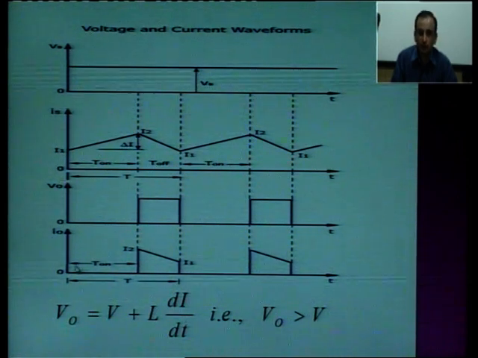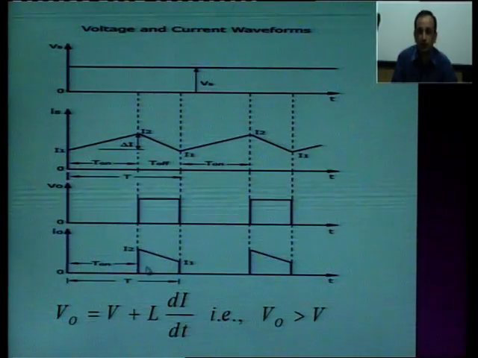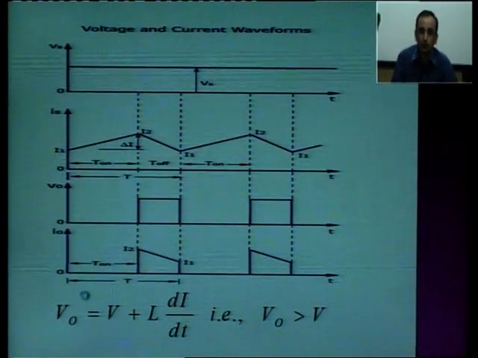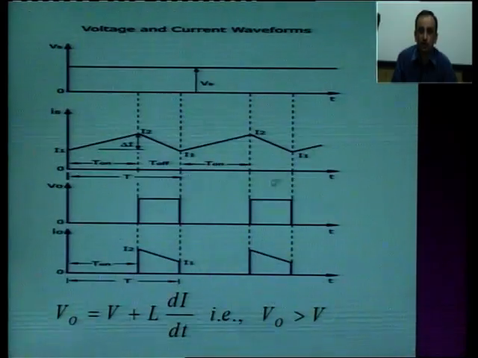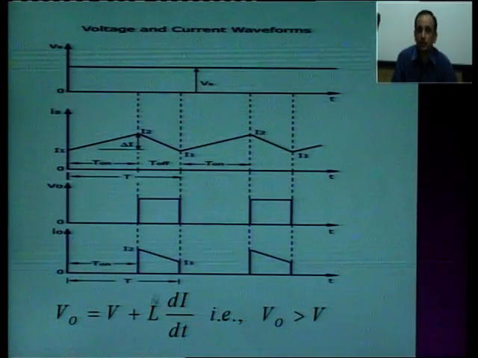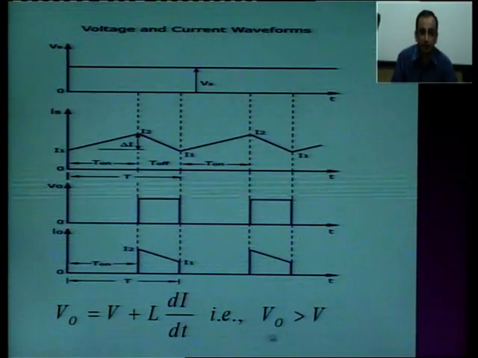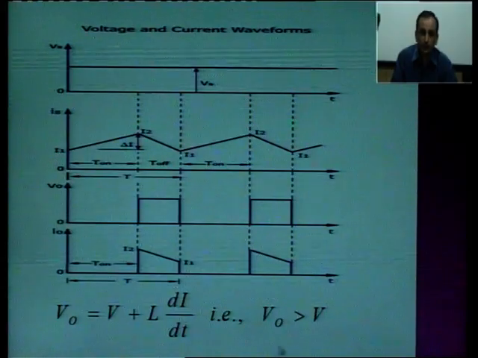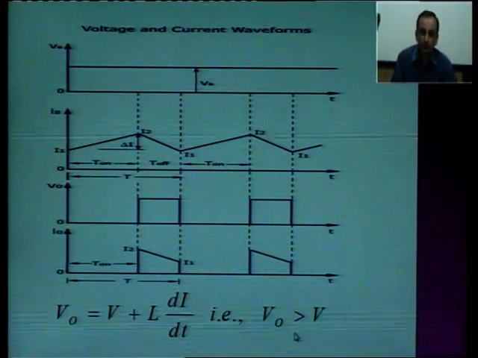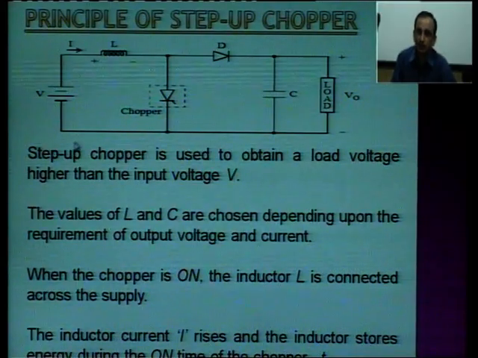So, we are talking about one cycle where we have turn on plus turn off time. In this case, the output voltage that you get will be the source voltage plus the voltage stored in the inductor, that is L di by dt. So, the total voltage that we are getting across the output is greater than what we are applying. That is why we say it is a step up chopper.